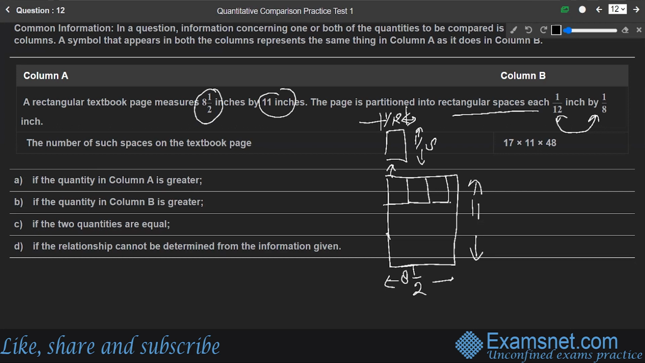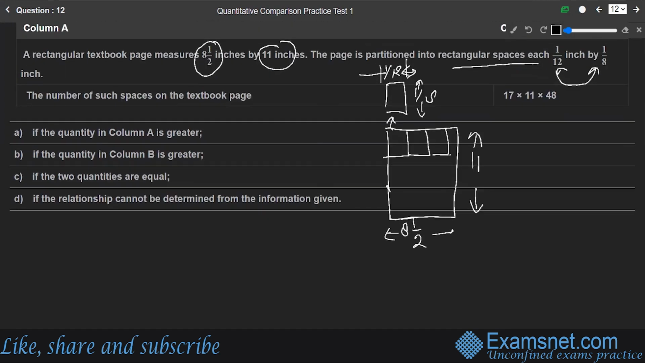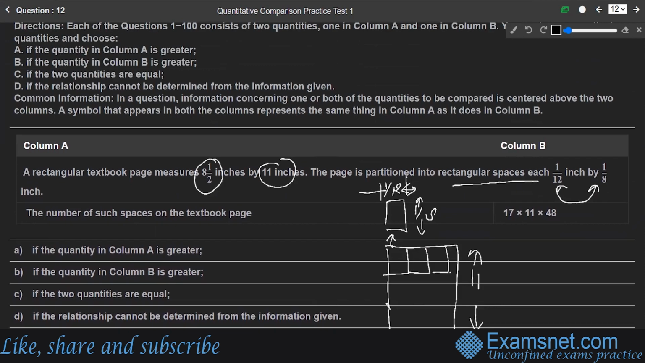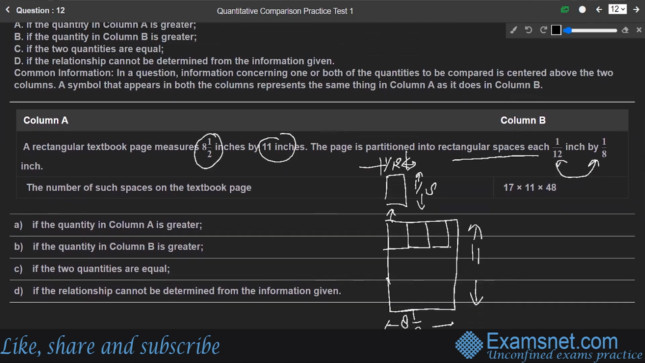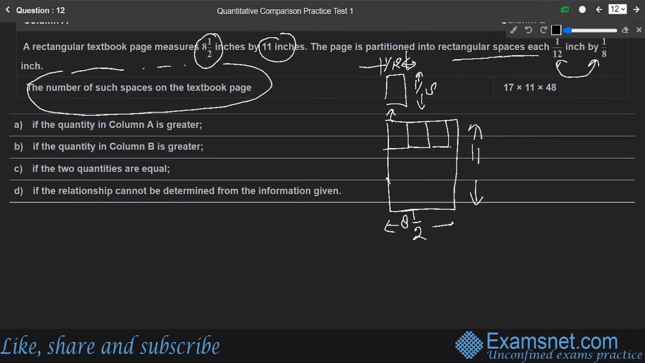Then let's see what we are supposed to find out. We are supposed to find out column number A and column number B. We have to compare. So this is what was column A, and let's see column B. The information provided is this: page is partitioned into, okay. Column A's value is the number of such spaces on the textbook page. So we are supposed to find out how many such spaces can be created.